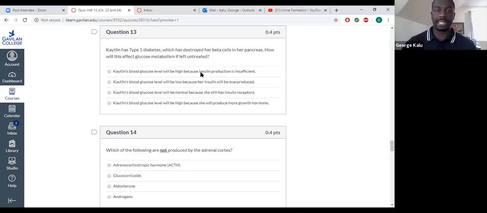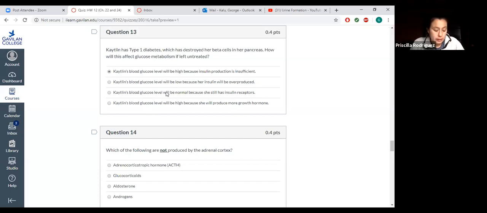Yes, A is correct. Her blood glucose levels are going to be high because she's not going to be producing any insulin. The beta cells are responsible for producing insulin. If those beta cells get destroyed, you're not going to produce enough insulin, and so you won't have enough insulin to help stimulate the removal of glucose from your blood. And so your glucose levels are going to be high inside the blood. Okay, any questions on this one? No. This one makes sense. Okay, cool.